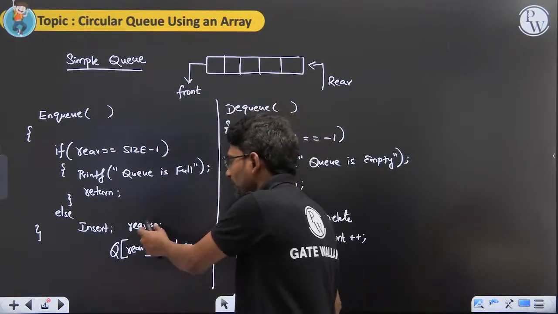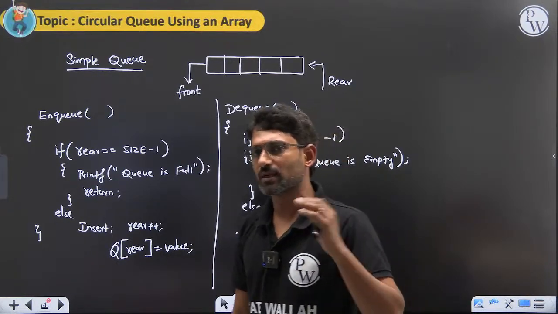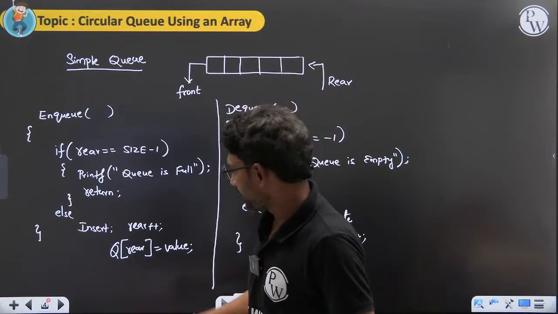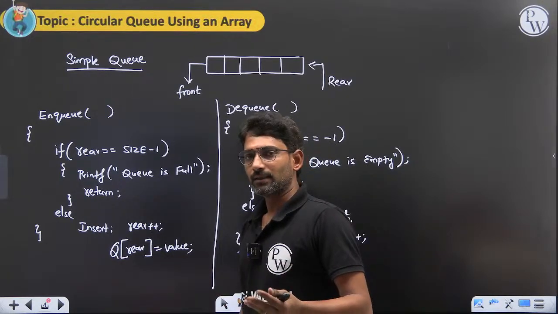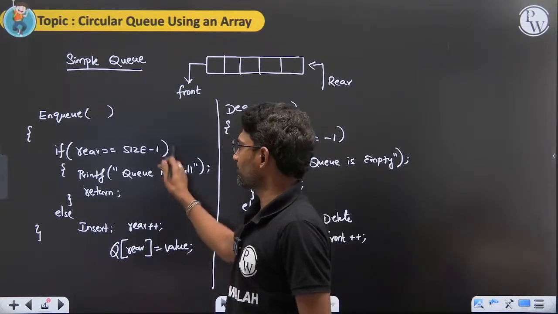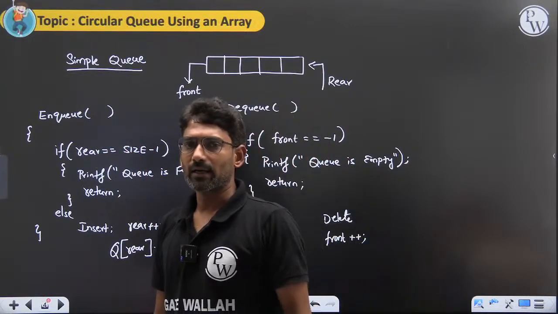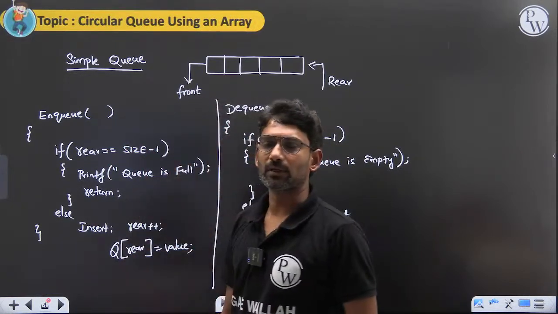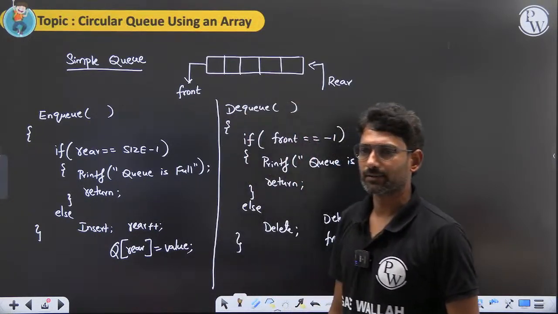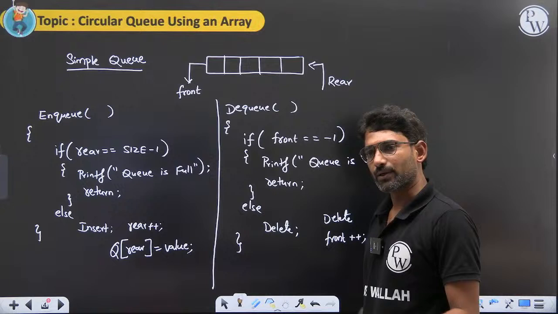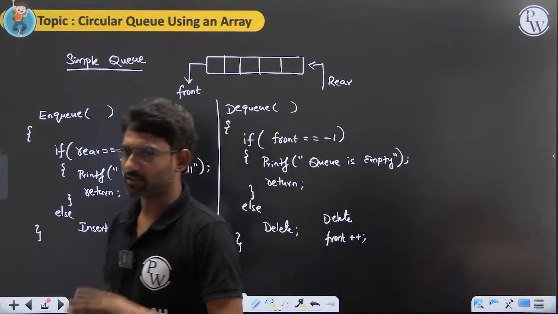When rear is equal to 99, if the queue size is 100, then also we are inserting. And in the next insertion we check: rear is equal to 99, hence the queue is full. That means you can't increment it further. Got it? Got it, Raj Sarkar? At rear equal to 99, we are inserting.